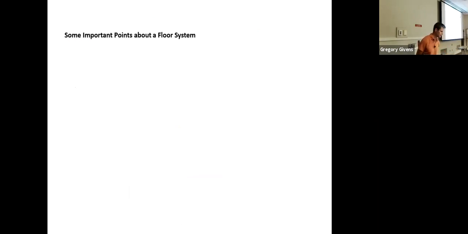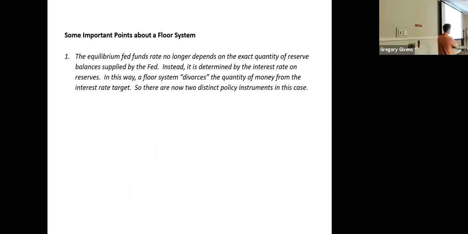Okay, let me talk briefly here about some key points about the floor system that I want you to recognize. And this is going to mirror, in a lot of ways, the discussion from the last class. So in a floor system, the equilibrium funds rate no longer depends on the exact quantity of reserve balances in the market, right? Instead, it's determined by the interest rate on reserves. So in this floor system, the federal funds rate is not married to the quantity of reserves like it is in a corridor system, but we say it's kind of divorced from the quantity of reserves, right?